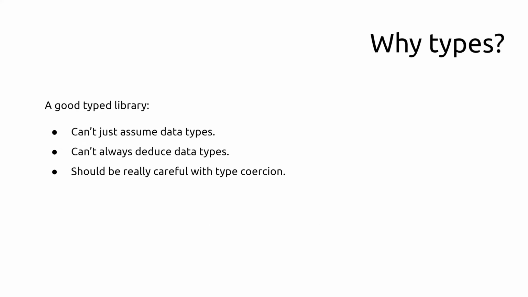So yeah, you don't want to assume types. You don't want to deduce types all the time. And you don't want to do careless type coercions. So that's basically the guidelines for creating any type of library that deals with different types of data. And I got here through trial and error, doing the wrong thing and getting hurt and then backtracking and doing the right thing.